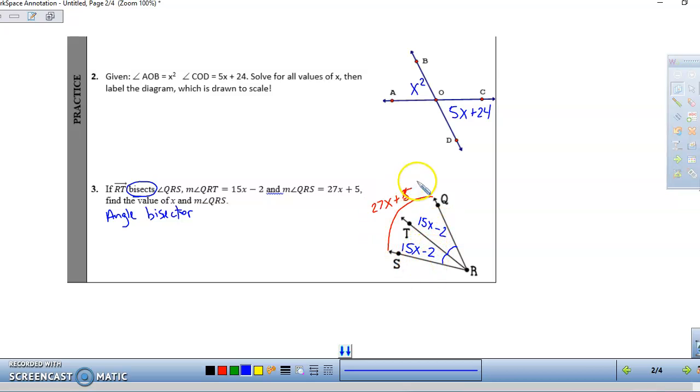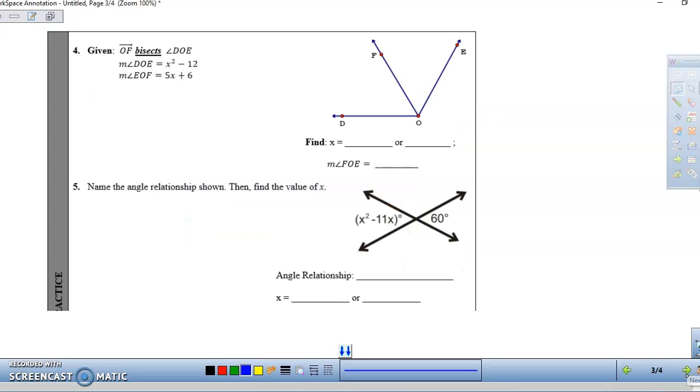So this is one of those harder questions where you don't actually just set them equal to each other. You have to add the two smaller ones to equal the big one. So that makes this question a little bit harder. So we have 15x minus 2 plus 15x minus 2 equals 27x plus 5. And I'm going to let you finish that on your own. Okay, on the back side.